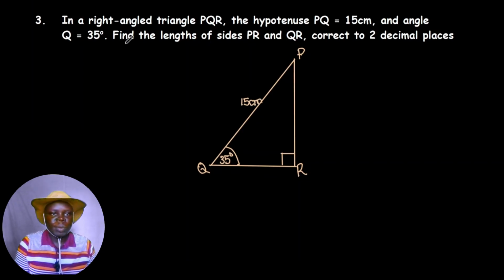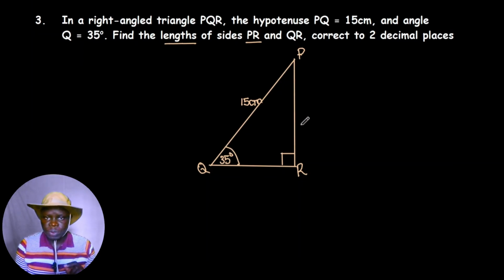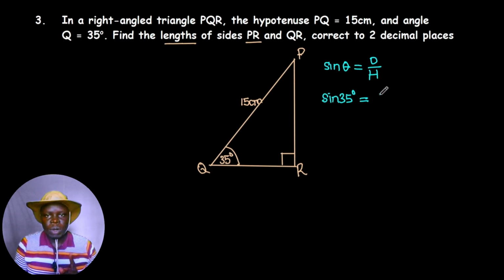Therefore, what the question wants from us is the length of PR. PR is this side, and QR is here. And since we have this angle, then we can move on to get PR using the ratios that link the opposite and the hypotenuse. Therefore, sine of any angle, say also theta, is given by opposite over hypotenuse. So our angle is 35 degrees, and this will be equivalent to our opposite, PR, what we are asked to find. Then hypotenuse is 15.